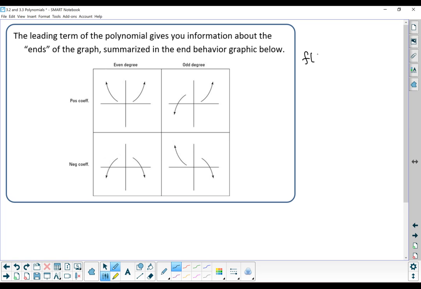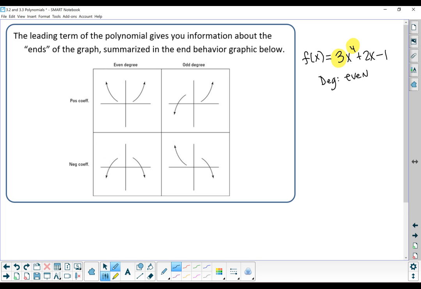So if we have a polynomial that has a degree 4 power, like maybe we have 3x to the 4th plus 2x minus 1, again, focusing on that leading term tells us a lot about the polynomial. So for this one, the degree of that polynomial, 4, that's an even number.